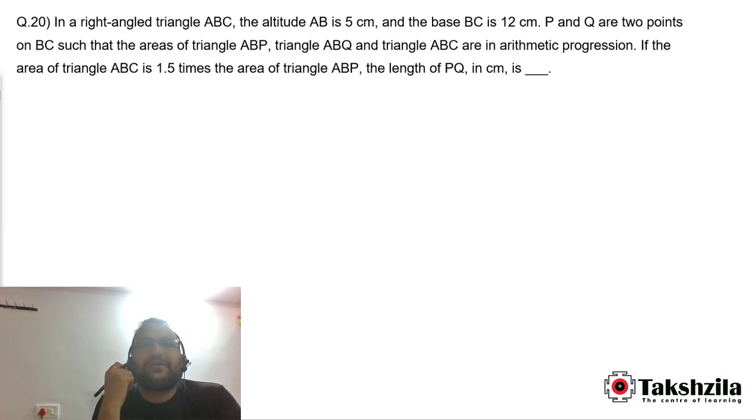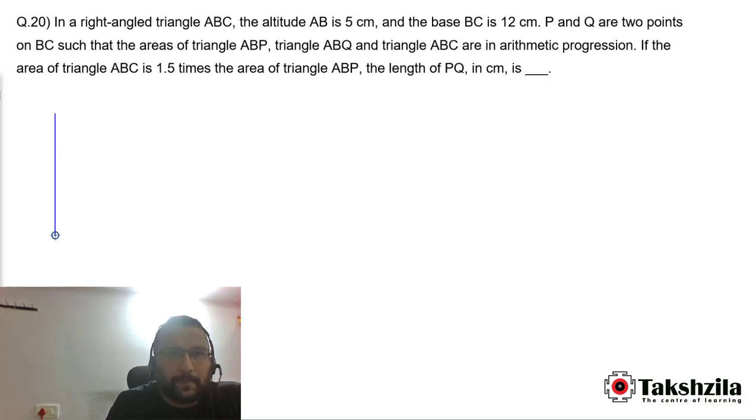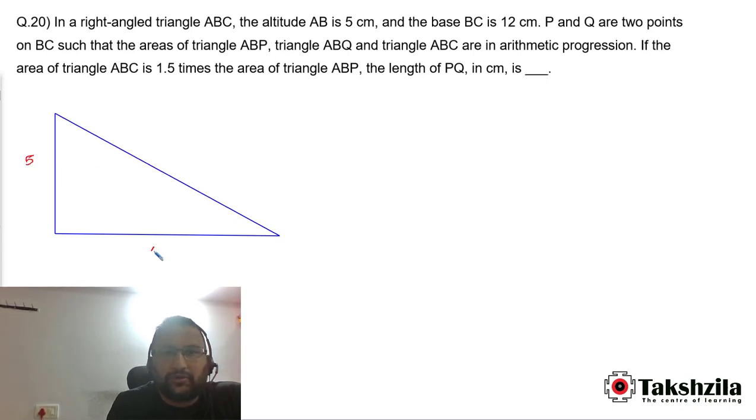Question number 20. In a right angle triangle ABC, the altitude AB is 5, BC is 12. तो पहले डायग्राम ड्रॉ कर लेते हैं. So this is 5 and this is 12. So the hypotenuse becomes 13. This is the right angle triangle. AB is 5 and BC is 12.